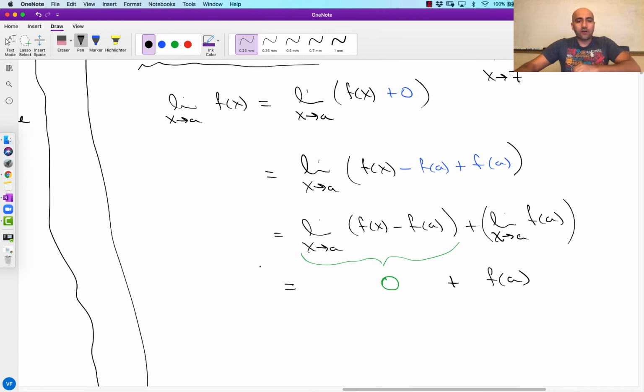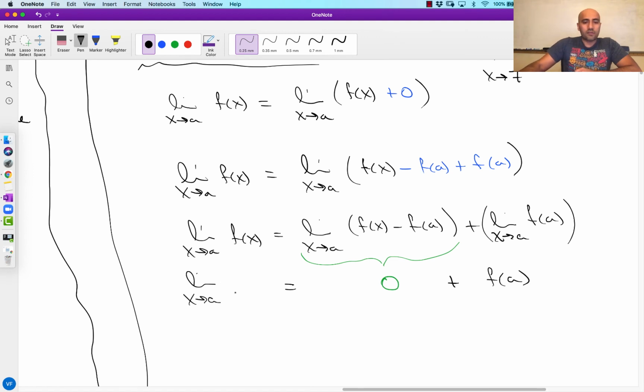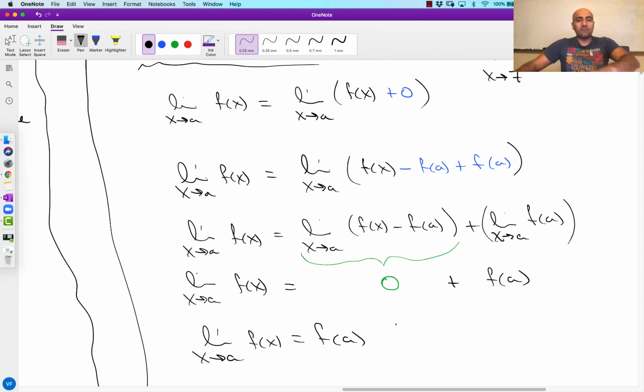And so we can bring it all together and say that the limit as x approaches a of f of x equals that, which means that the limit as x approaches a of f of x equals f of a, and that, by definition, means that the function is continuous.